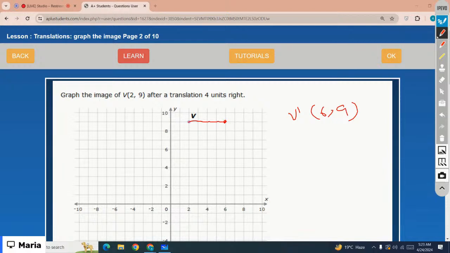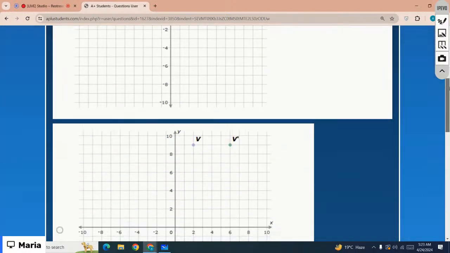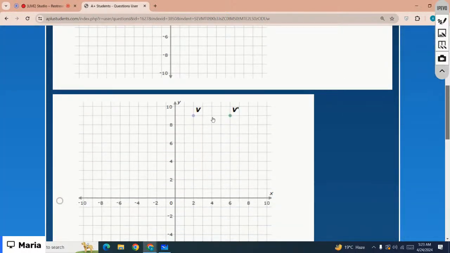Let's see which is the correct option. 1, 2, 3, 4. That is the correct option. Got it? Option number A is the correct option.